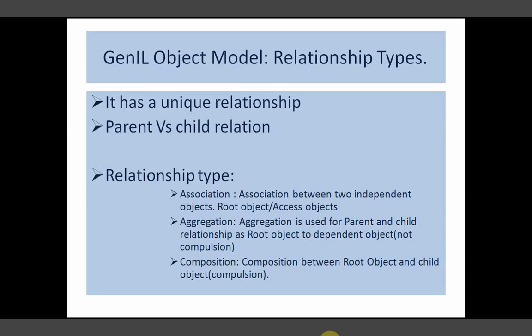Next one is composition. The name just says composed. So the composition between root object and child object, I have written compulsion, just because the child has to exist with the parent. So there is a statement, the relationship is between parent and child. If the child exists, then the parent exists. If the child doesn't exist, the parent will not exist.